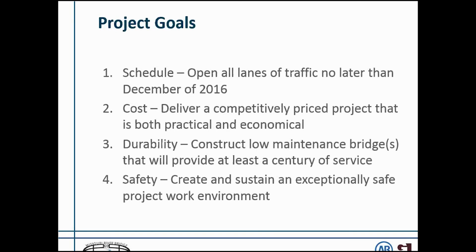And our project goals included the schedule. The bridge needed to be open no later than December of 2016. Also, the cost of the project, we needed to deliver the most practical and economical project to win the project. Also, we had to provide a durable bridge that was low maintenance and would provide at least a century of service. Our contractor had to ensure that during construction they would have an exceptionally safe work environment.